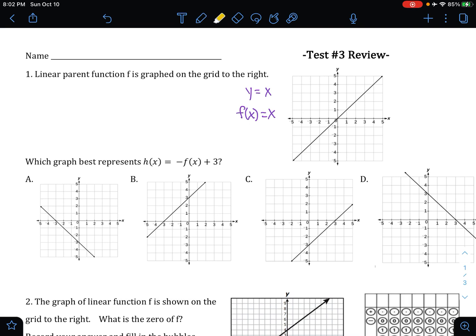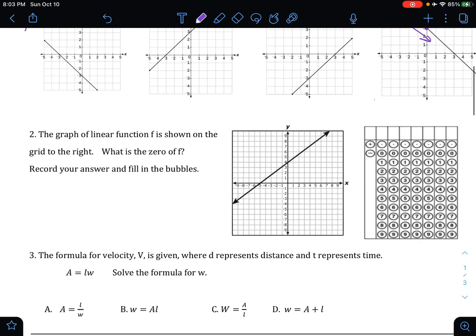So that's telling us that we're taking our graph and making it negative, which means our slope is going to be negative. So if I look at my answer choices, that means I can eliminate answer choice B and answer choice C. The next thing I need to know is that this plus 3 is my y-intercept. So my y-intercept should be going through positive 3, which eliminates answer choice A and tells me that answer choice D is the correct answer because it is a negative slope because it's going down from left to right, and it has 3 as a y-intercept.